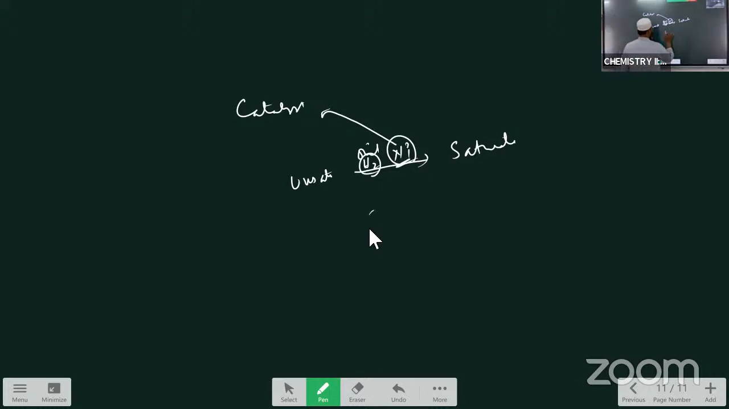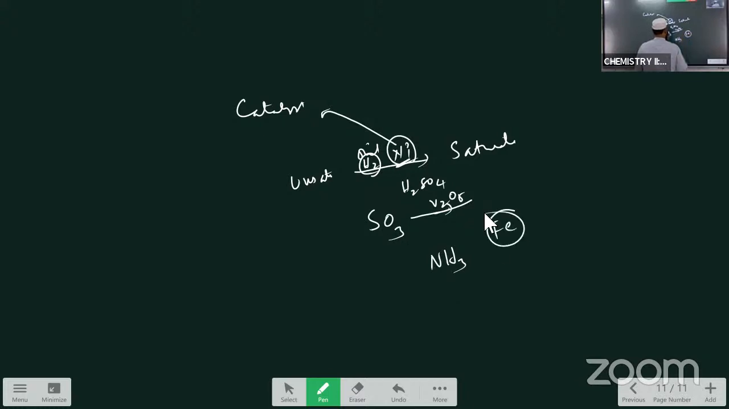You know that in the preparation of sulfur trioxide, that is in the manufacture of H2SO4, V2O5 vanadium pentoxide catalyst is used. Now you know that in the preparation of NH3 ammonia, we are using iron catalyst. Next, in the preparation of HNO3 by the Ostwald method, platinum is used as the catalyst. All these are transition elements.